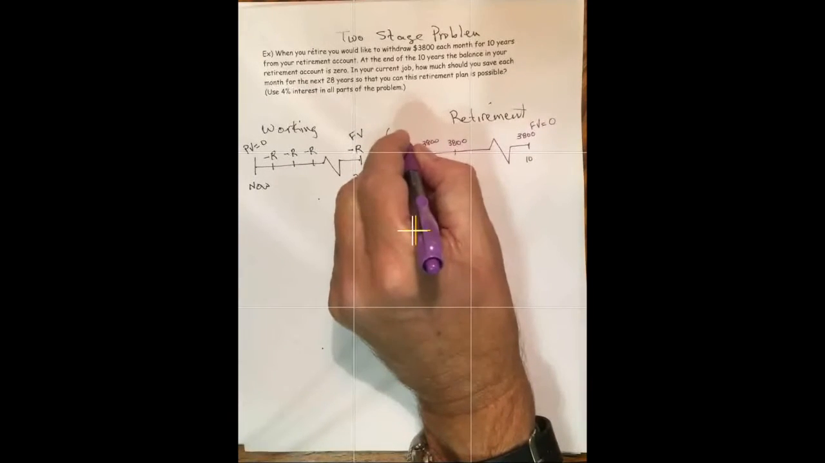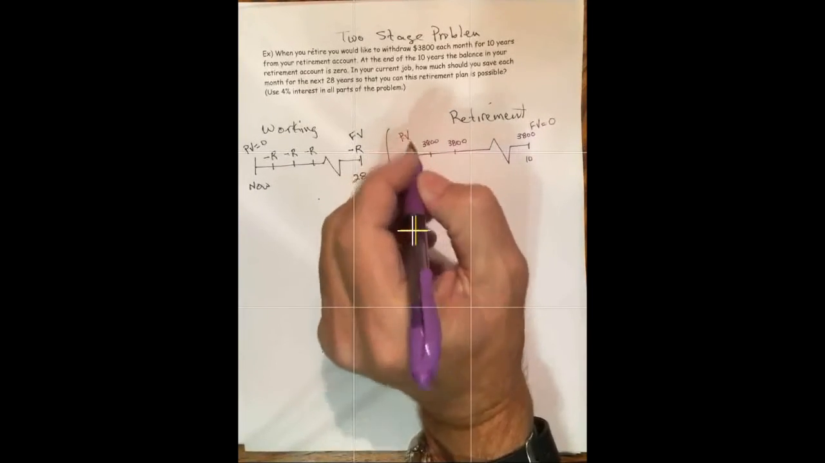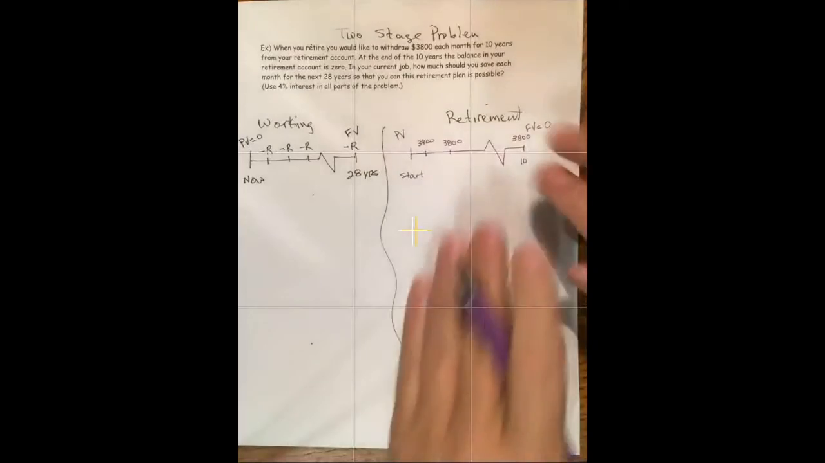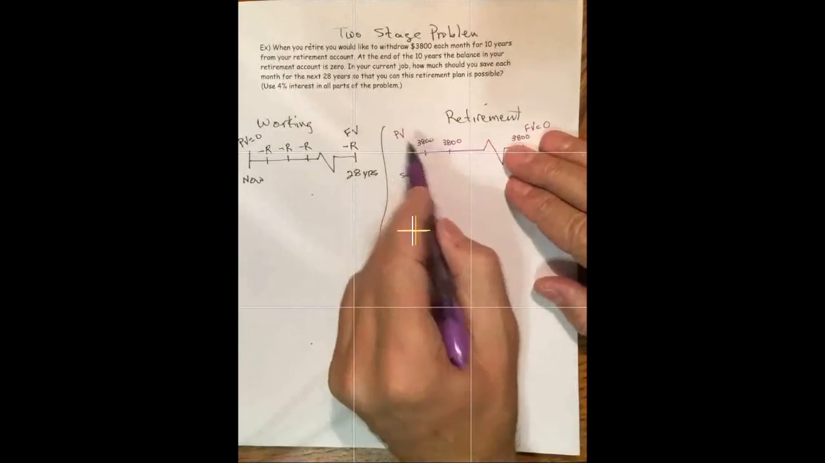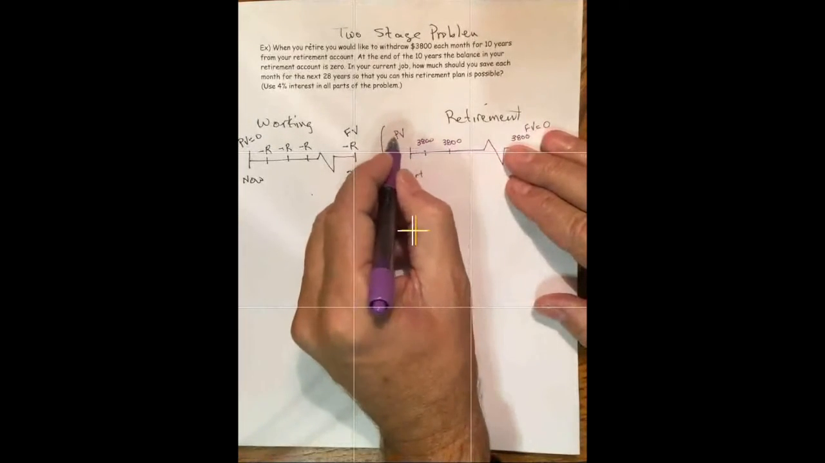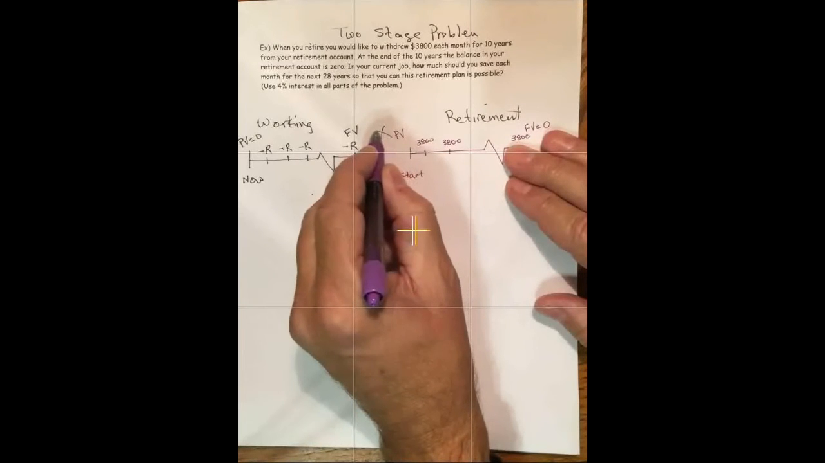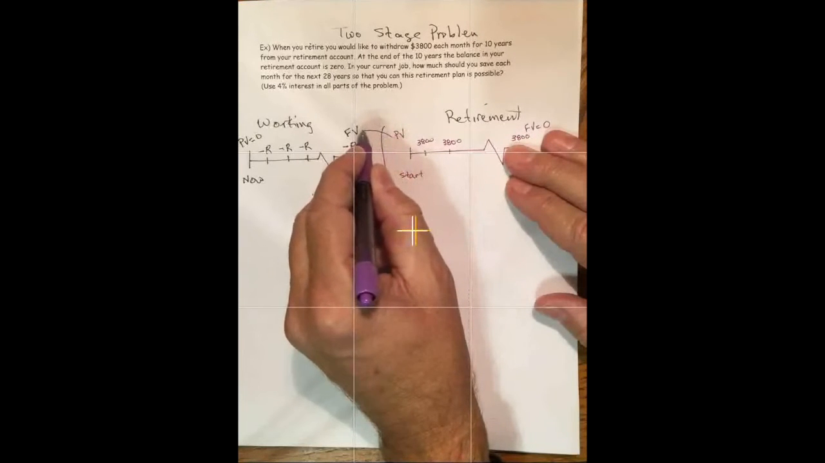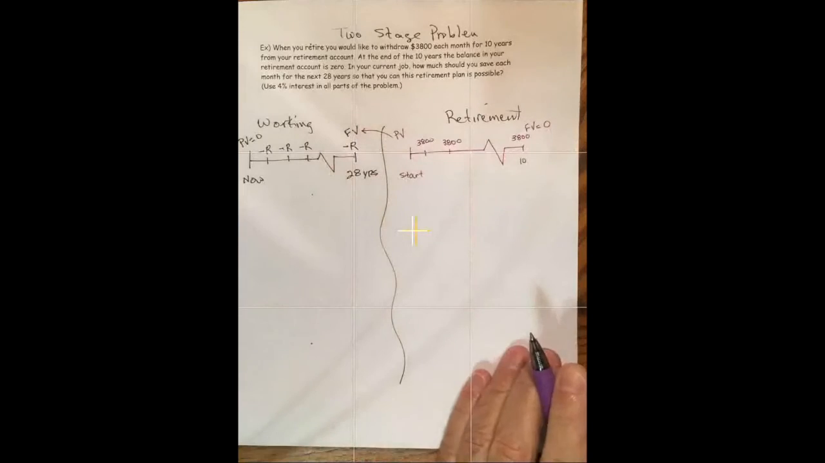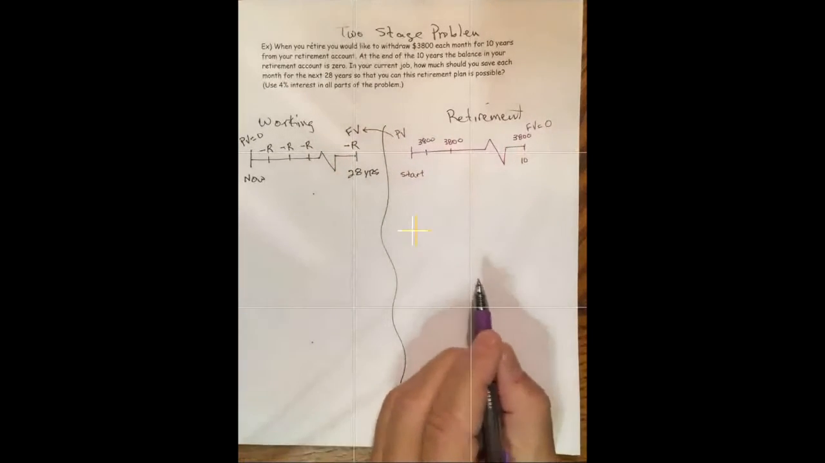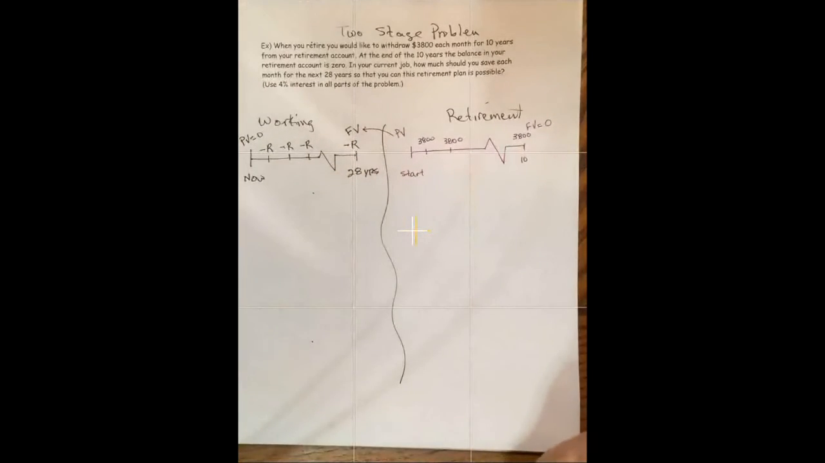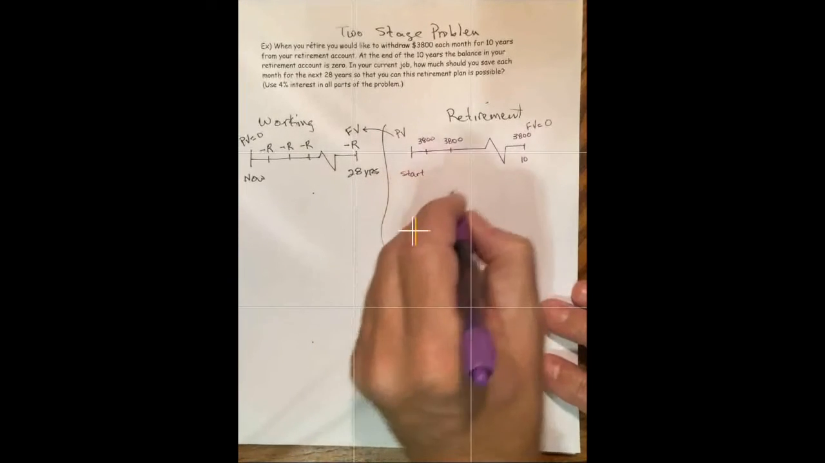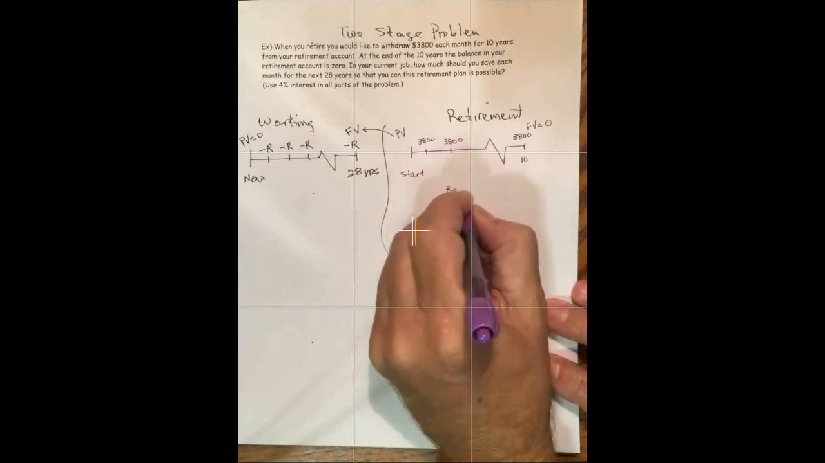So the question is, how much do you need to be able to do this? Now, we can calculate that. We can find this present value. And then what happens is we're going to use this present value. We want that present value to be the amount that we accumulate in the working scenario, and then we're able to solve for the payment. So in this one, we want to begin here.